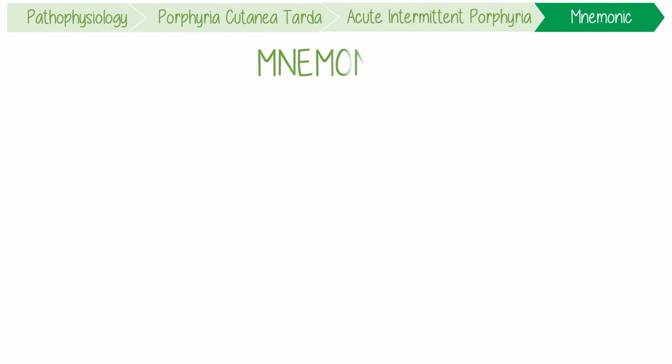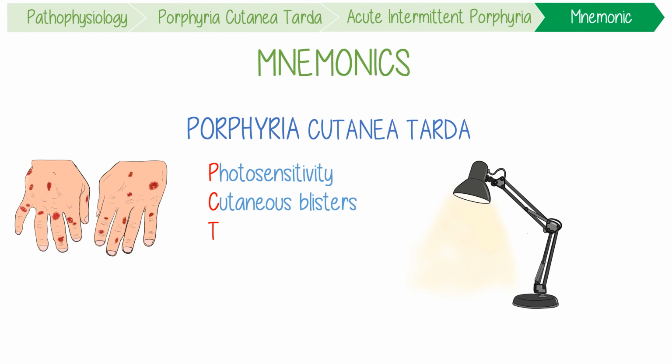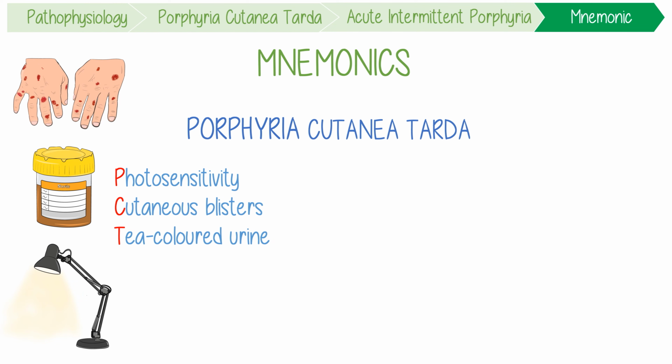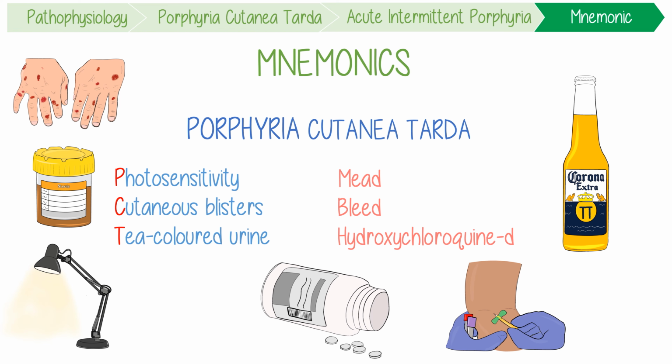Here are some really good mnemonics to help you remember the important things about the two most common porphyrias. The main manifestations of Porphyria cutanea tarda include PCT features, like photosensitivity, cutaneous blisters, and tea-colored urine. To remember parts of the management of PCT, you should just remember that the patient needs to stop drinking mead, bleed, and then needs to be hydroxychloroquined.